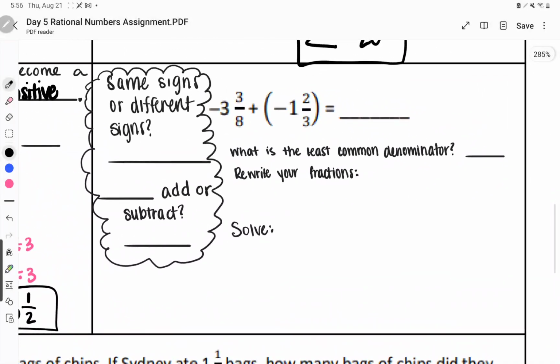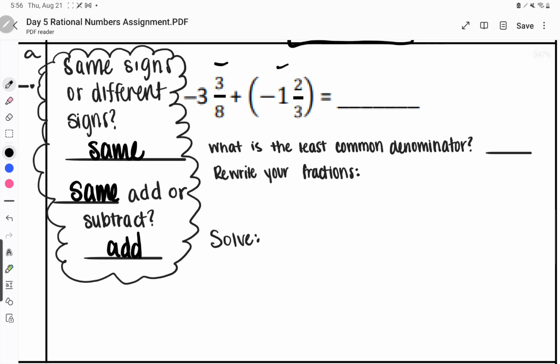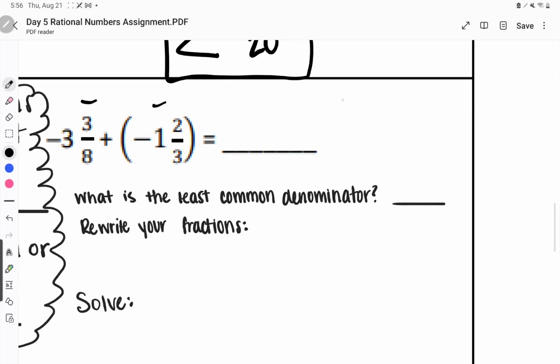All right. Next one, we are looking at -3 and 3/8 plus -1 and 2/3. Are these same signs or different signs? This is negative and this is negative, so they are the same signs. And same signs add. So we're going to add these two together. We have to find the least common denominator. I have 8 and 3. What is my least common denominator between 8 and 3? It's going to be 24. And I'll list it out for you.